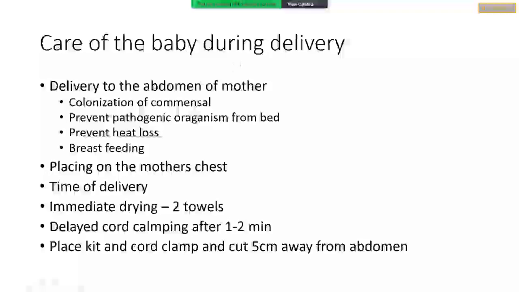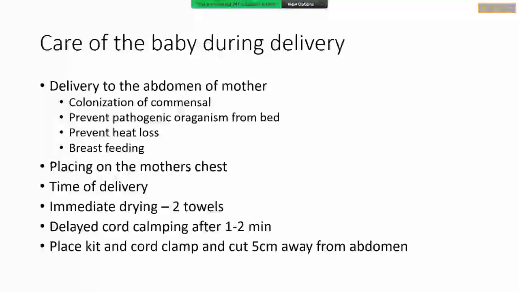And what kind of care we have to give during the delivery. We know that nowadays it is commonly done: we have to deliver the baby onto the abdomen of the mother. There are reasons for that. To promote the colonization of the common organisms, to prevent the growth of pathogenic organisms. Also, when we deliver the baby on the abdomen, the heat will be directly delivered to the child, so we can prevent heat loss. And it will also improve the attachment between the child and the mother, so the breastfeeding will be improved.